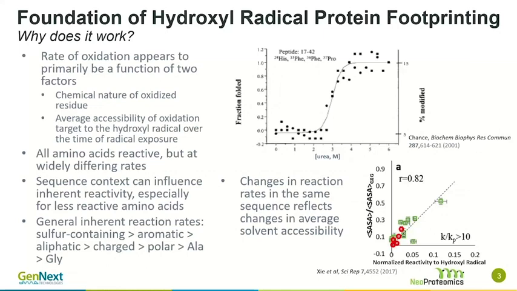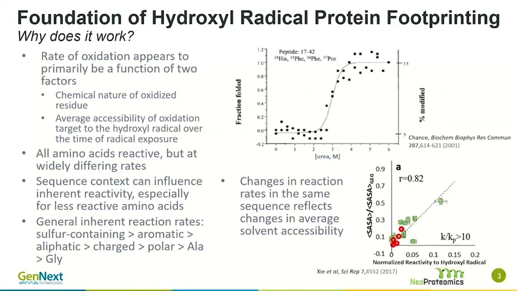The first factor is the chemical nature of the oxidized amino acid residue. Some residues are just inherently more reactive than others. So for example, sulfur-containing amino acids are very reactive, aromatic amino acids are very reactive, while small aliphatic and polar side chains are much less reactive. In addition, differences in the amino acid sequence context can make a particular amino acid target more or less reactive. So this chemical nature of the oxidized residue is one of the two factors.